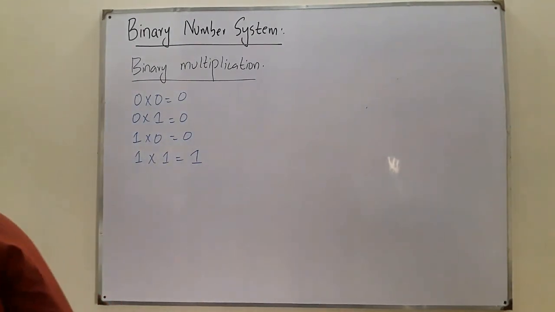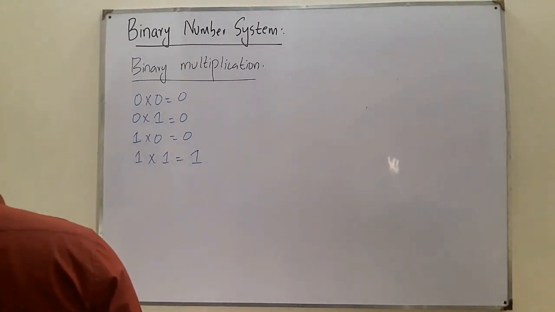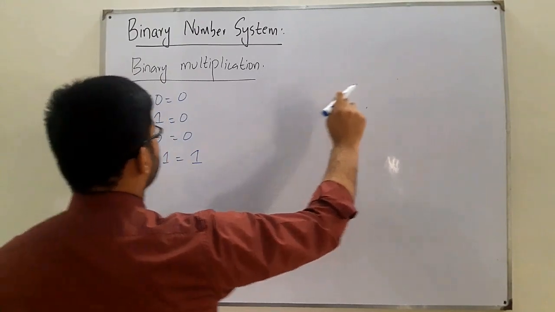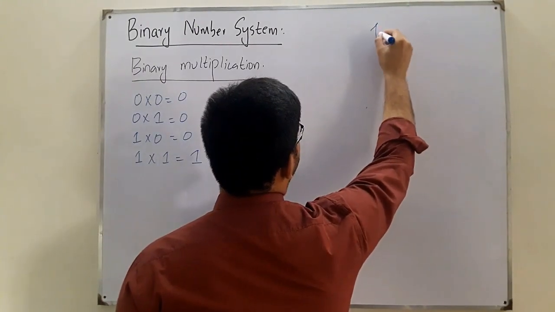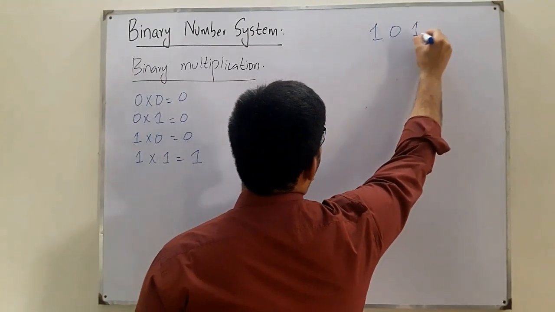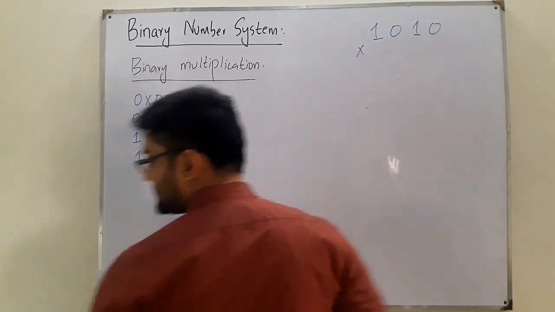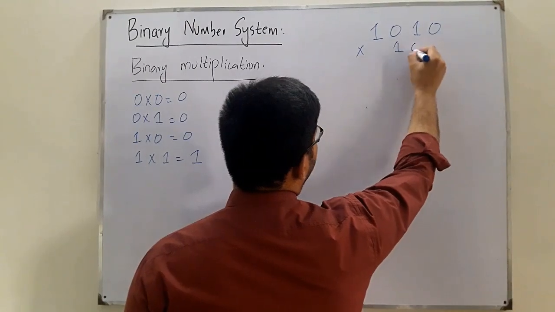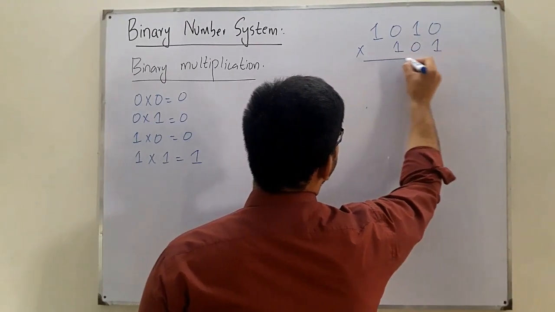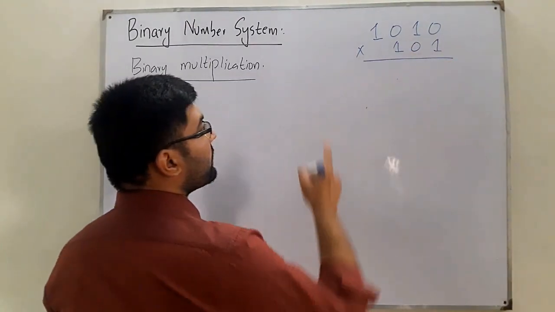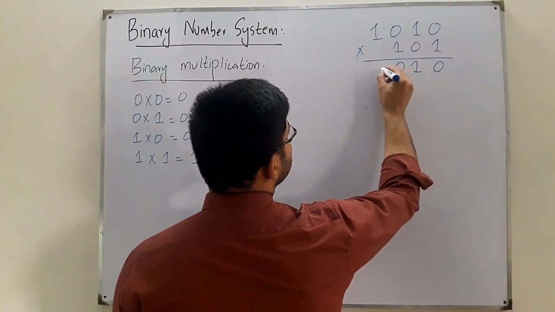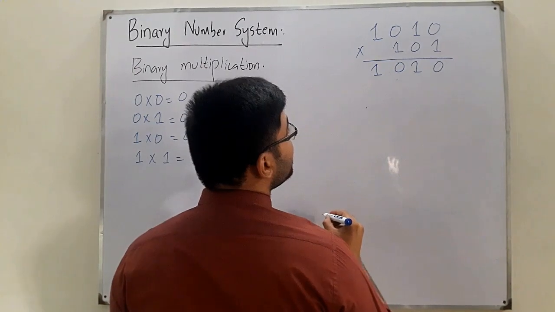The example I've written for myself is over here. We have 1010 multiplied by 101, all right? So, 1 multiply 0 is a 0, 1 multiply 1 is a 1, 1 multiply 0 is a 0, 1 multiply 1 is a 1, alright?